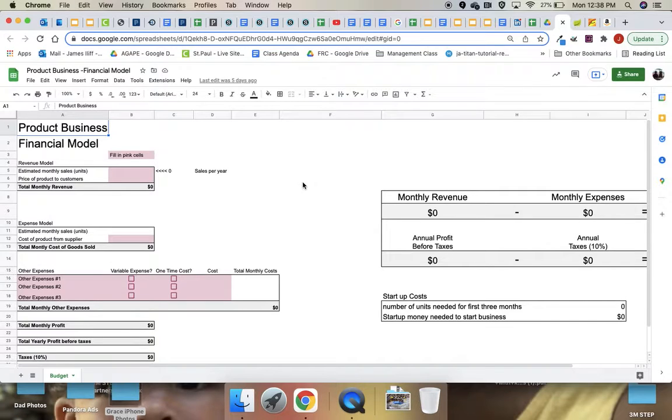Hey, we're at the section of your project where we are going to be building a financial model for your business. And this is a really fun part of the project because you get to see how much profit you're going to be bringing in for this business. So let's start with an example.